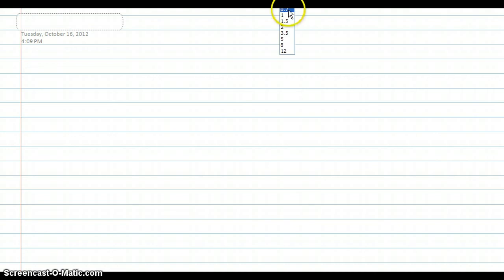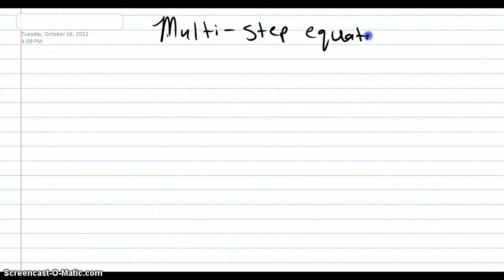Okay, today we are going to start with multi-step equations. The key word is multi. Multi means more than one, more than two, more than three. It just depends on the equation. Some have a few steps, some have a lot. Let's try an example.